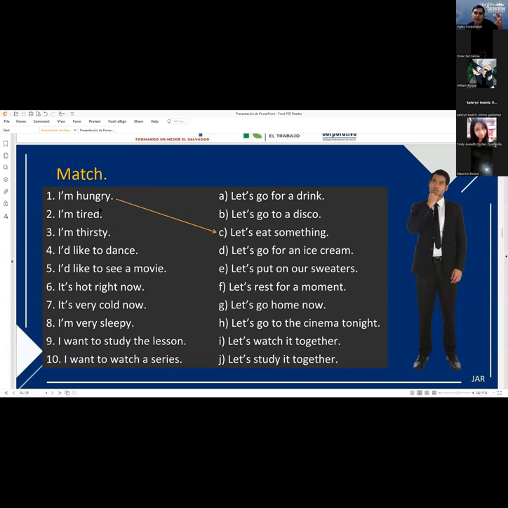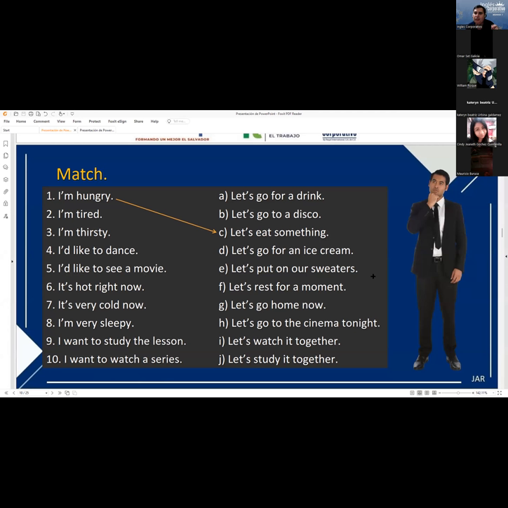But before, I'm hungry, I'm tired, I'm thirsty, I'd like to dance, I'd like to see a movie, it's hot right now, it's very cold now, I'm very sleepy, I want to study the lesson, I want to watch a series. Series is a word for singular or for plural. It doesn't change. So I want to watch a series. Let's go for a drink. Let's go to a disco. Let's eat something. Let's go for an ice cream.